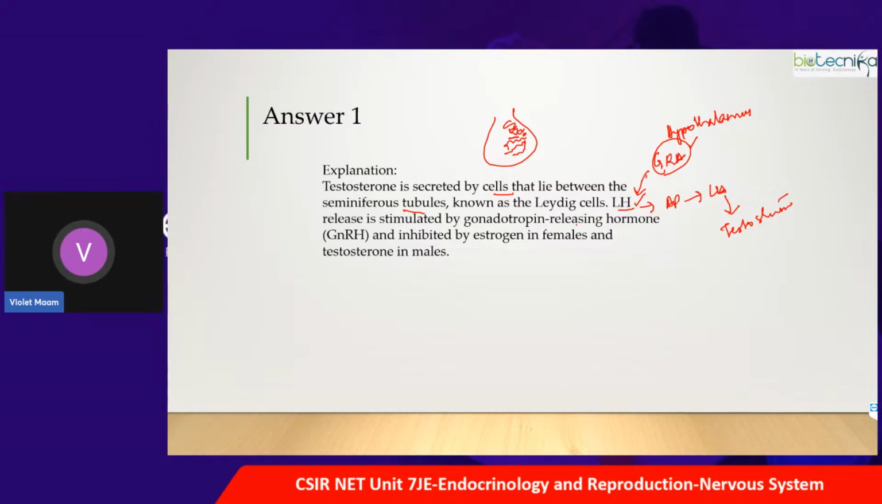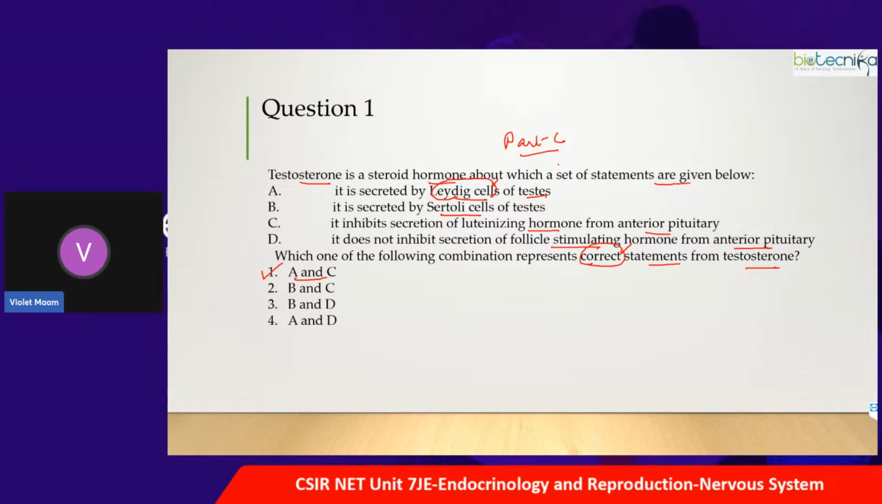So LH release is stimulated by gonadotrophin releasing hormone, and it can be inhibited by estrogen in females as well as testosterone in males. So testosterone can inhibit the release of LH. In females, estrogen can inhibit the release of LH. Yes, Anu, did you get it? So the right answer is option 1, not 4.